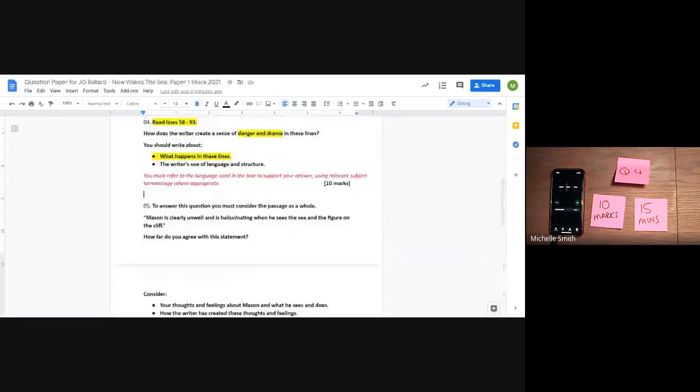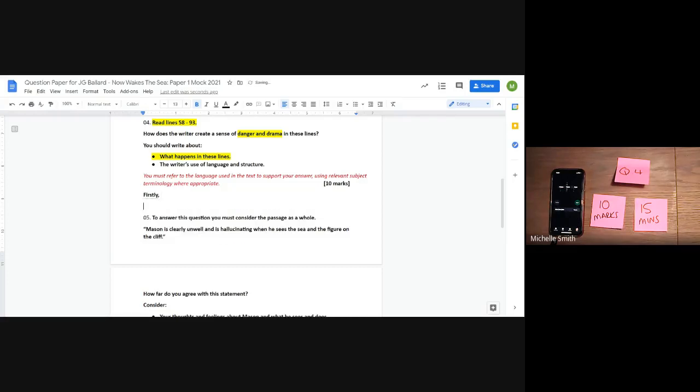Okay, so let's remind ourselves of our question here for number 4. How does the writer create a sense of danger and drama in these lines? And we should write about what happens, and if we feel confident doing so, we can write about the writer's use of language and structure. I'm going to start with firstly, as always, because this is my first point of the 8 I am going to try and make in 15 minutes.